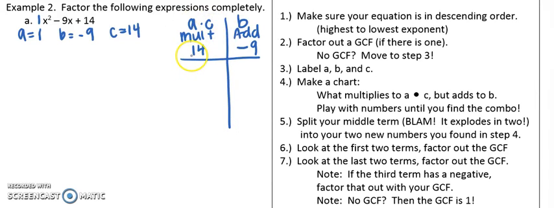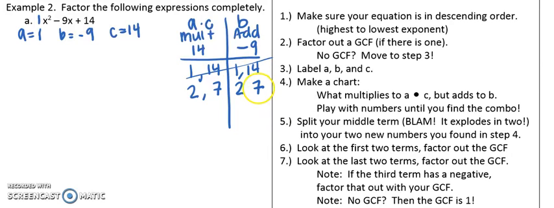I always focus on what multiplies to give you 14. Always focus on the multiply side. I start with 1. 1 times 14 gives me 14. But if I add these together, I get 15, and if I subtract them, I get 13. So I'm never going to get a 9, so that doesn't work. 2 and 7 multiplies to give me 14.